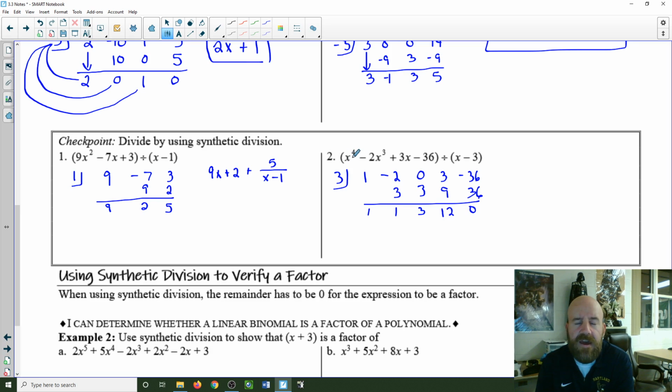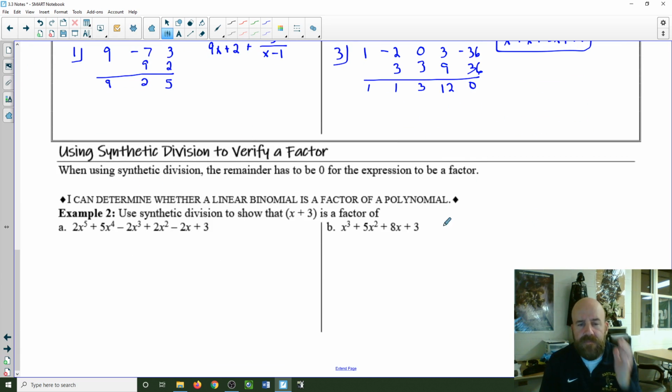So we're going x to the 4th divided by x, so we should end up with x cubed as our first term. So 1x cubed plus 1x squared plus 3x plus 12. No remainder. So there's our answer here. Alright.